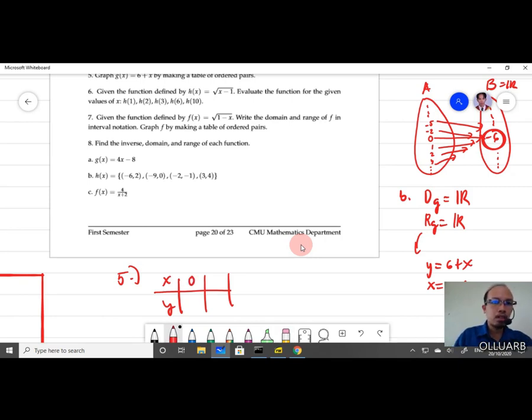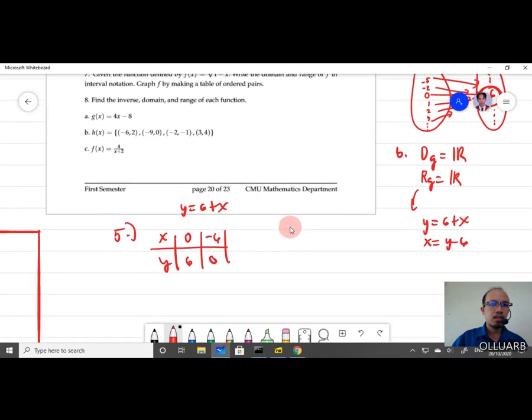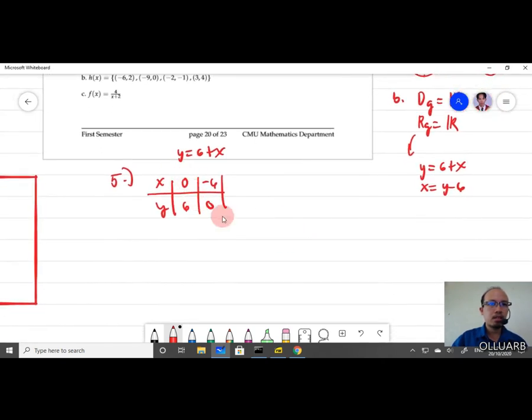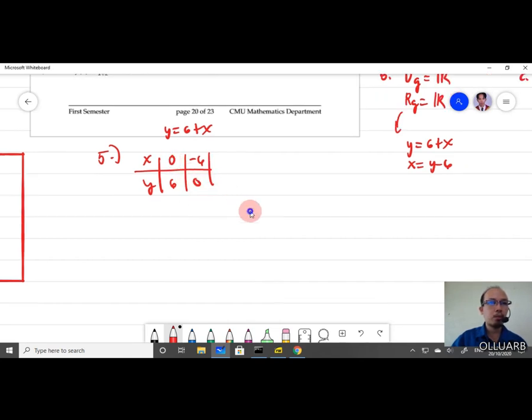So just try the value 0. So substitute. So y is equal to 6 plus x. So substitute 0 here, we have 6. If you substitute 0 for y, we have negative 6. Okay, so just try this value 0 for x and 0 for y, and then graph it.